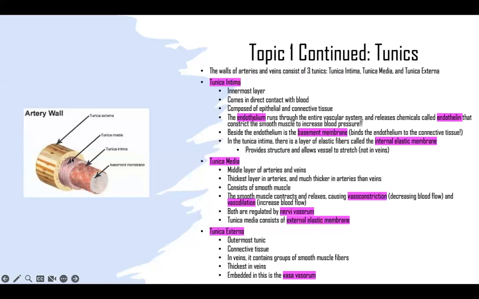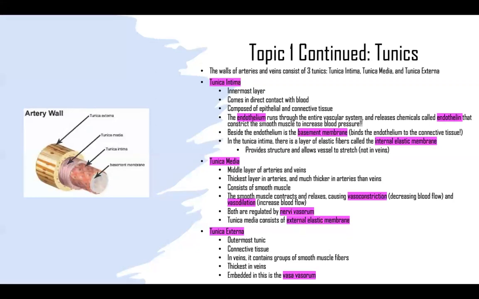Next is the tunica media, which is right here on this structure, the middle layer of arteries and veins, and is much thicker in arteries than in veins. It is actually the thickest layer in arteries. Contraction and relaxation of the smooth muscle causes the size of the lumen, again, which is the opening, to decrease or increase, causing vasoconstriction, which decreases blood flow, and vasodilation, which increases blood flow. Both are regulated by small vascular nerves known as nervi vasorum, and they run in the walls of blood vessels.